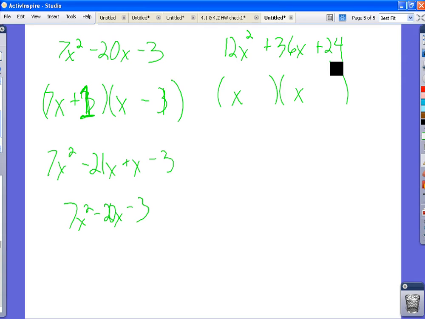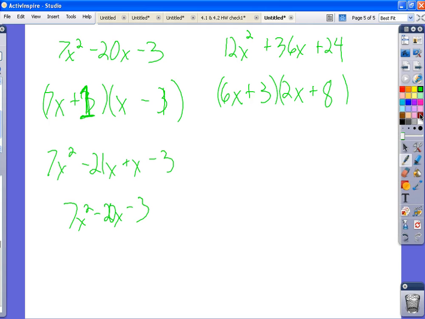I can put a 6 and a 2 here, and that'll give me 12. I can put a 3 and an 8 here, and that'll give me 24. But when I multiply everything together, is it going to give me 36x? That's the thing. 8 times 6 is 48, plus 3 times 2, that's 6. That's not going to be 36. Then you need a negative. Well, if I had a negative in here, either this would be negative or this would be negative. Or if I had two negatives, this would be negative. Everything's positive. Doesn't work. So, let me show you.